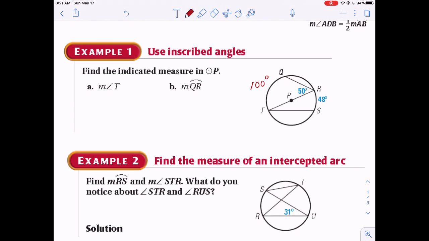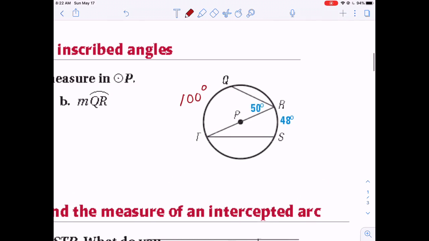Now, let's see what else we got. Over here on the right, they've got this 48 degrees. That's an arc angle. Well, I can follow it into an inscribed angle way in there, and that's going to be half of the 48, so it's going to be 24 degrees. So this is 24 degrees in here as an inscribed angle.